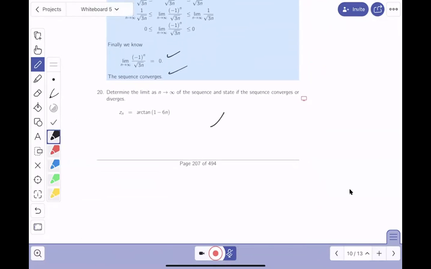Limit as n goes to infinity of the arctangent of 1 minus 6n. Well, again, I'm looking at it, I don't want to do a lot of writing here, but I know that the inside goes towards minus infinity.